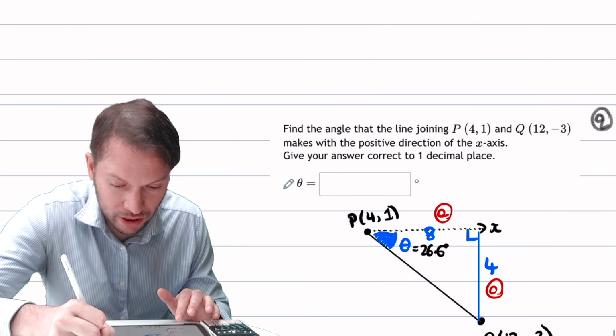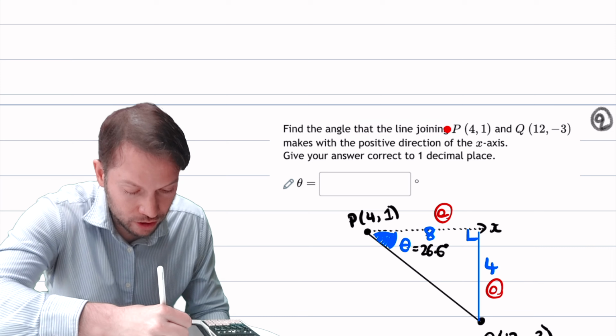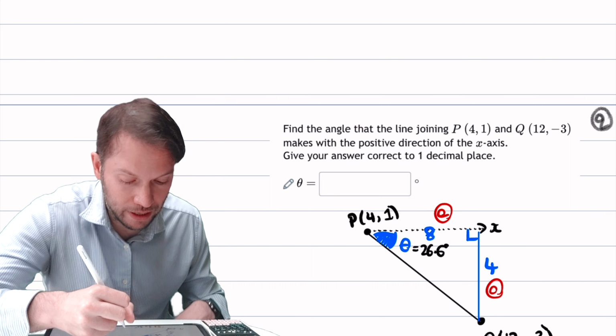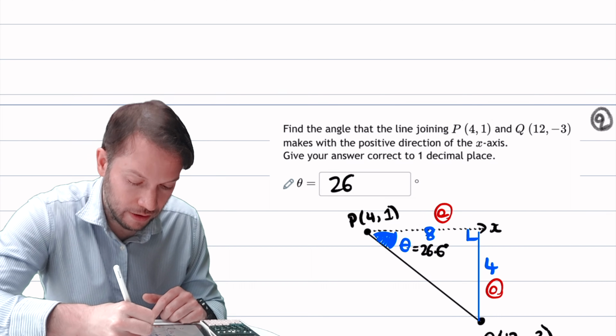And what is the actual question? It wants the angle that the line joining those 2 points makes with the positive direction of the x-axis. It is that angle there. And that therefore is the final answer.